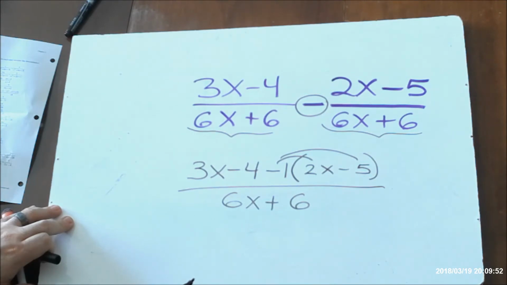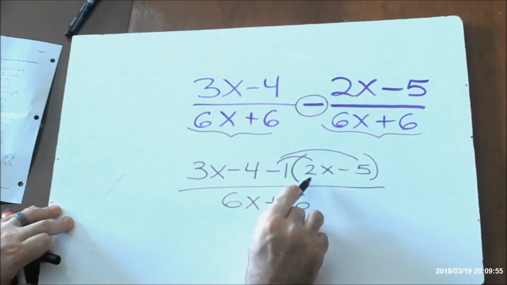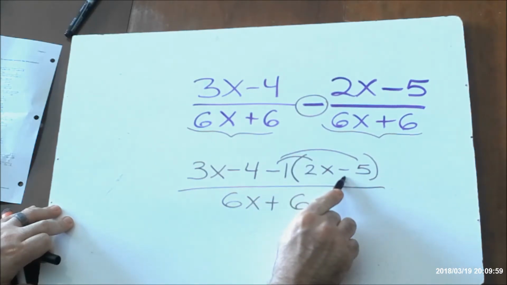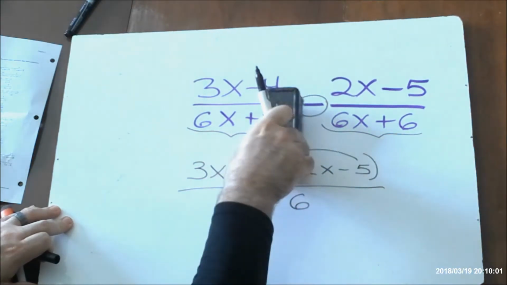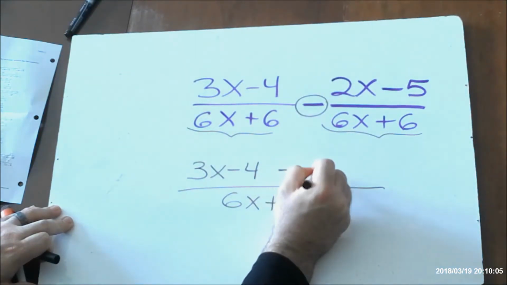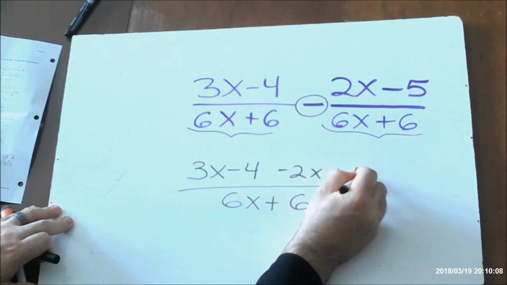So negative 1 times 2x is going to give me a negative 2x. Negative 1 times negative 5 is a positive 5. So this whole thing becomes negative 2x plus 5.